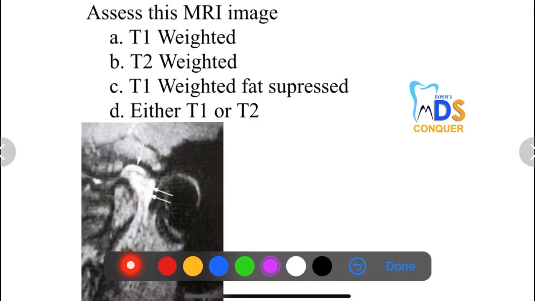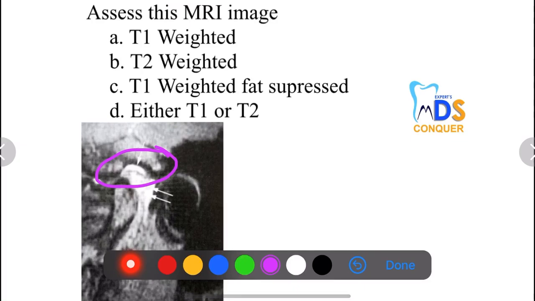Here now the articular disc appears to be very bright. So it is a T2 weighted image because the synovial fluid is present there, and that has spin-spin interaction or spin-spin relaxation. So maybe that could be the reason for it appearing brighter in color. Okay, so spin-lattice is T1.